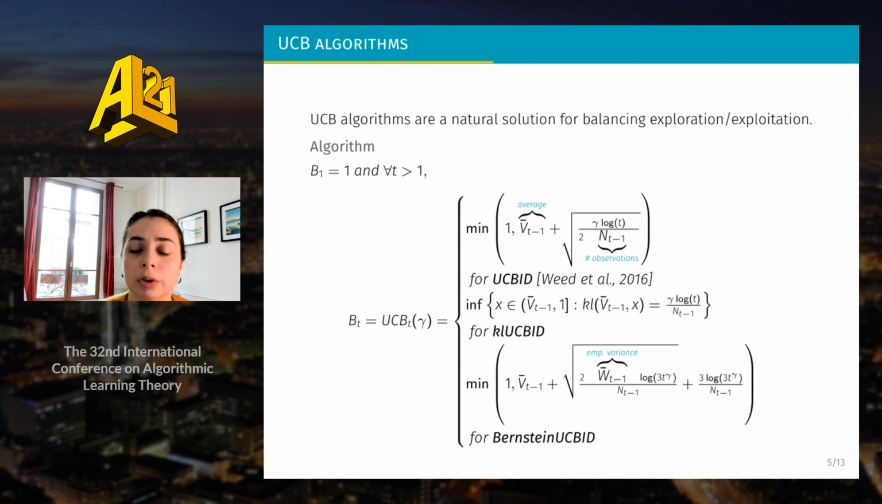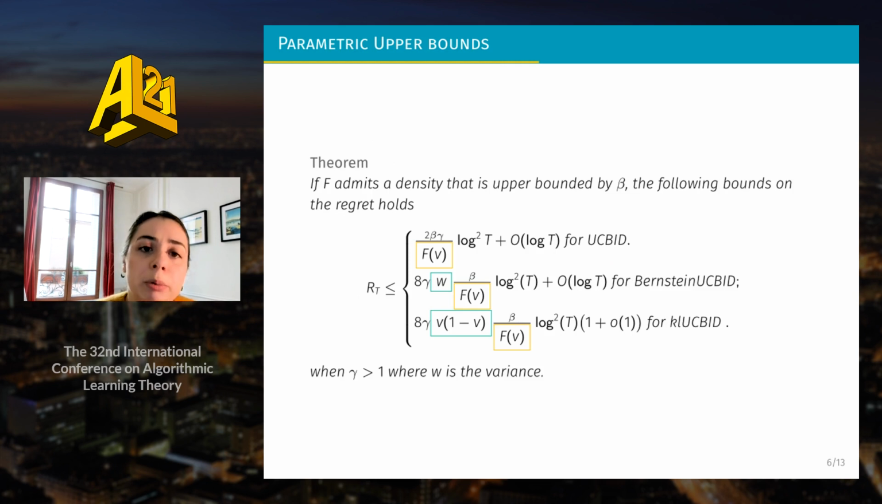KL UCB and Bernstein UCB are refined algorithms that rely on tighter confidence bounds that take the variance into account. We provide an upper bound of the regret for all three algorithms. All three grow with the horizon with a log squared t behavior. The parametric dependence, however, differs greatly.